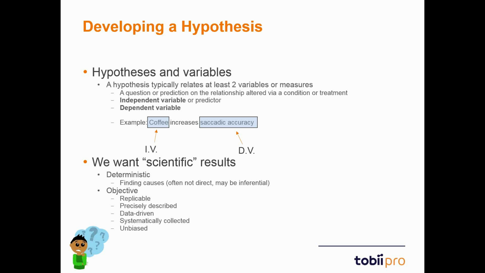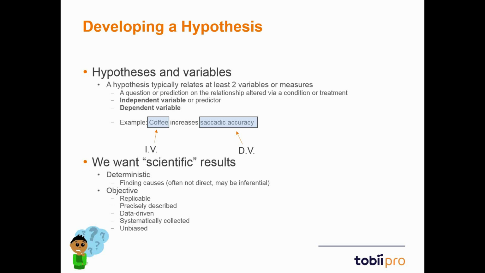We're looking for explanations about what goes on in the world, and this is why the scientific process exists the way it does. We want objective evidence for saying that something does or does not happen. We want something that's replicable, precisely described, data-driven, systematic, and unbiased. These are all our goals, so before you even design the experiment, you have to think about how to get things correctly tuned so that you can do it in a scientific way and not be biased.